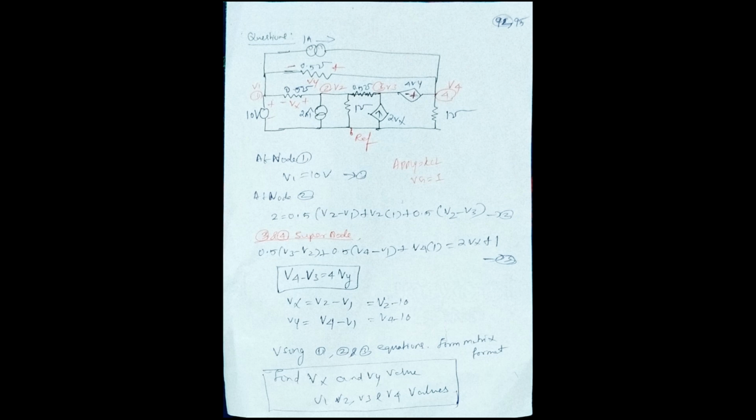A 10 volt source is connected at node 1, a 2 Vx source is connected at V3, and a 2 ampere source is connected at V2. Vx minus 2 plus a voltage source across the 0.5 mho and 1 mho conductances, the last 1 mho conductance, the 4 point minus 0.5 ohm conductance, and a 1 ampere source.